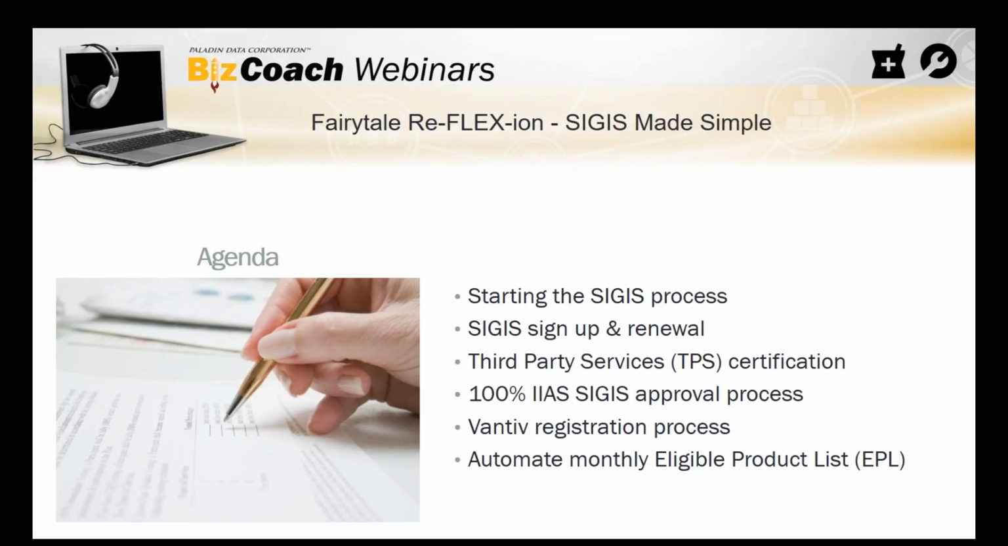Now, there's also a 100% IIAS SIGIS approval process. Then it gets sent off to Vantiv for their side of things, where they send it off to MasterCard and Visa. And then we go into Paladin and we actually automate the entire process for the EPL, the eligible product list. So that's what we're going to go over today. That would be the goal. So let's jump right into it.